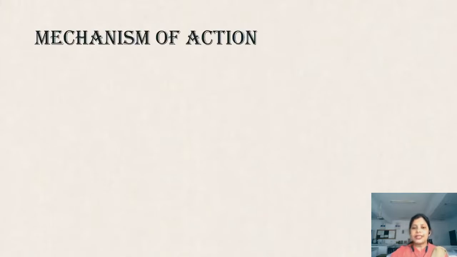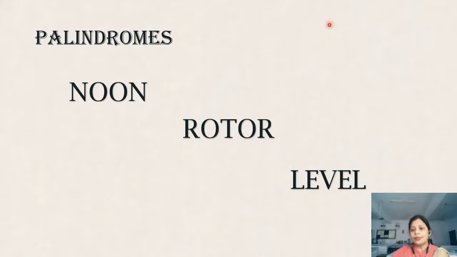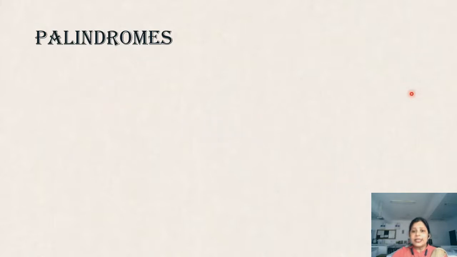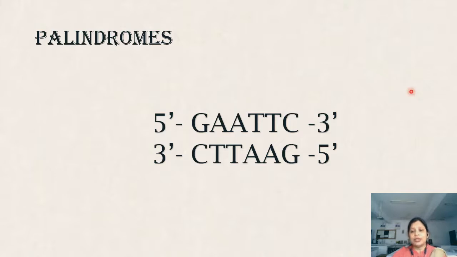Now, in order to understand the mode of action of restriction enzymes, let's understand palindromes first. Palindromes are words that read the same from both ends. In case of DNA, it is double-stranded. The two sequences are complementary to each other. So, the situation is a bit different. Here, the recognized sequences show twofold axis symmetry, or we say rotational symmetry. That is, they read the same on the two complementary strands.